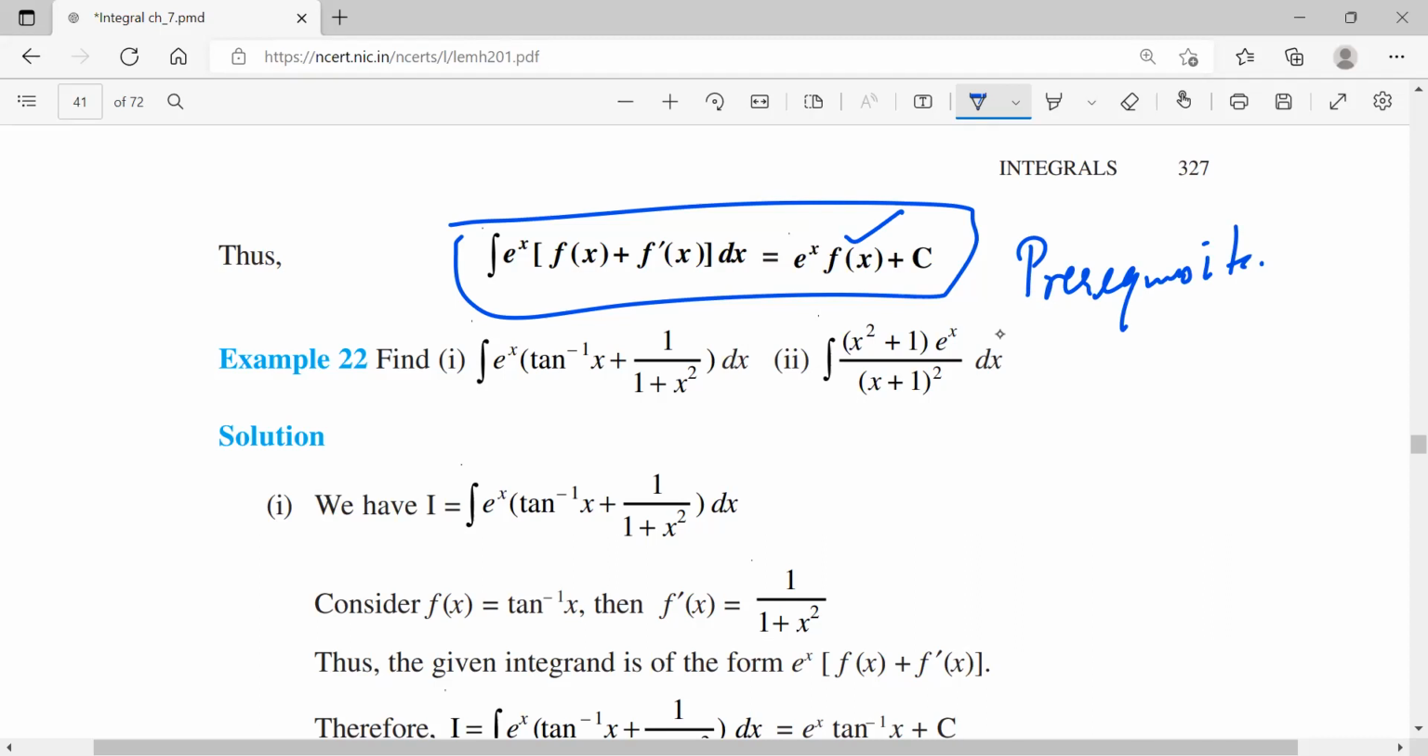We all know the differentiation of tan inverse of x is 1 by 1 plus x square. So it is satisfying this formula: e power x into f of x plus f dash of x dx is equal to what? e power x f of x. So my f of x is tan inverse of x. And the differentiation of tan inverse of x is what? 1 by 1 plus x square.